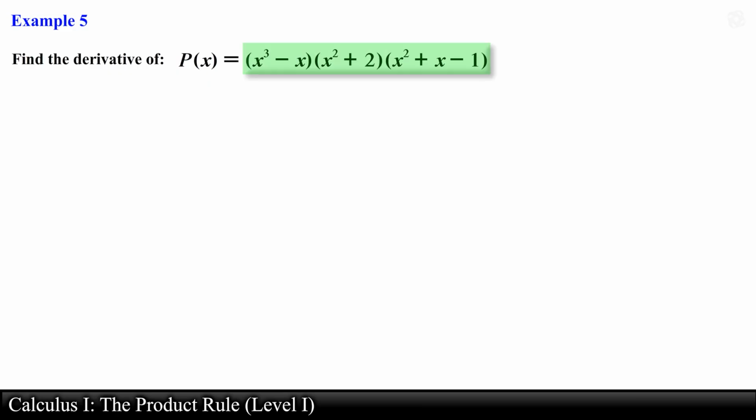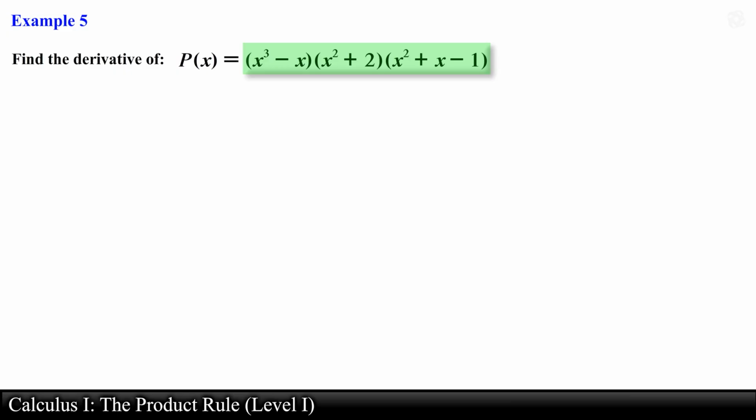Alright, let's try the final example. Find the derivative of p of x equals the quantity x cubed minus x times the quantity x squared plus 2 times the quantity x squared plus x minus 1. Notice that we have three functions being multiplied.